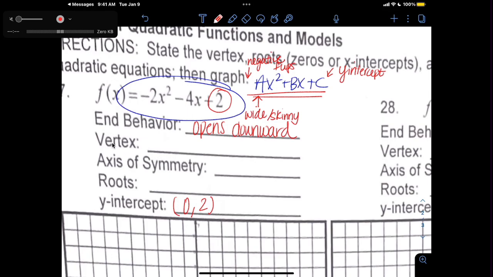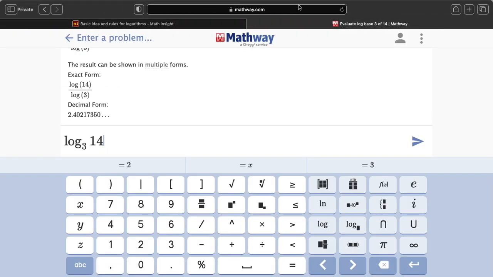Now, of course, for my vertex, there is an equation for us to find it, and so is there for an axis of symmetry. So let's look those up real quick.